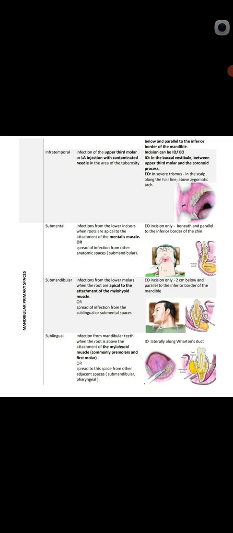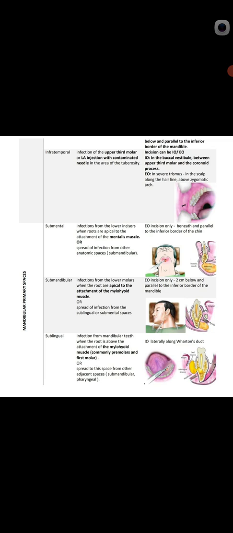First, submental. The cause of involvement is infection from the lower incisor when the roots are apical to the attachment of the mylohyoid muscle, or spread of infection from other anatomic spaces like the submandibular space. The incision is extraoral incision only, beneath and parallel to the inferior border of the chin. Look at the diagram.